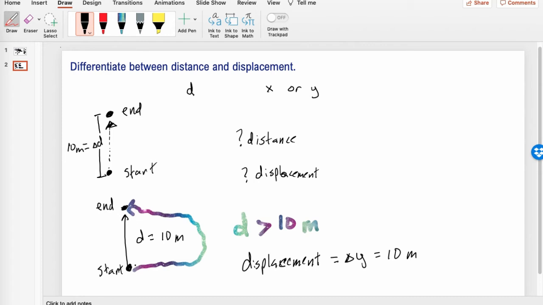In this second example here, you start here. What's your distance traveled? Well, obviously, this is a whole lot more than 10 meters, so I wrote distance equals greater than 10 meters. But you still started here, ended up here, so your displacement equals 10 meters. So keep in mind that a simple definition for displacement is the straight line measurement between the starting and the stopping point. It is literally a straight line, a distance from the start to the end points. Okay, that's pretty much what displacement is.